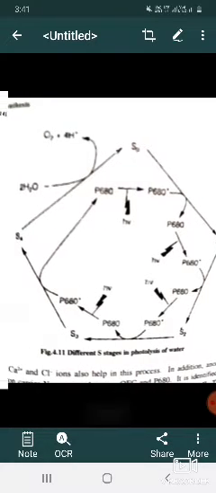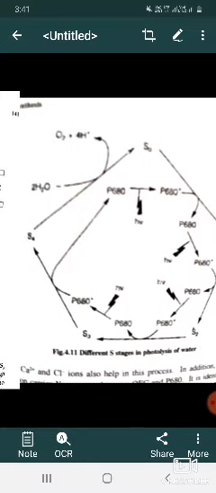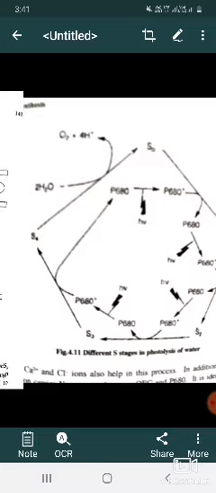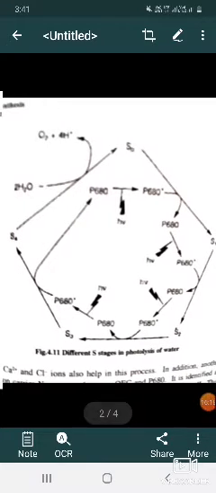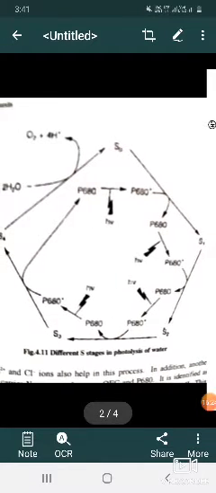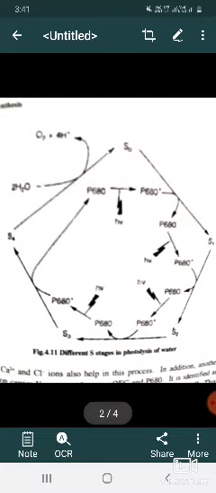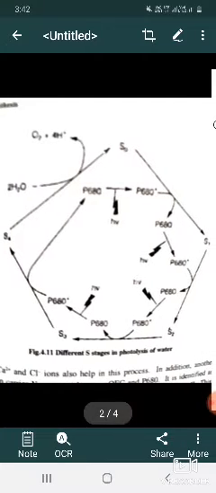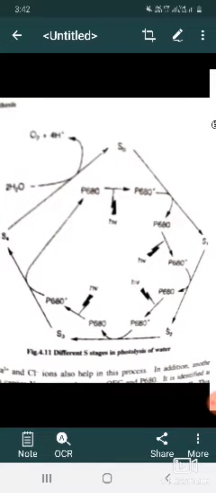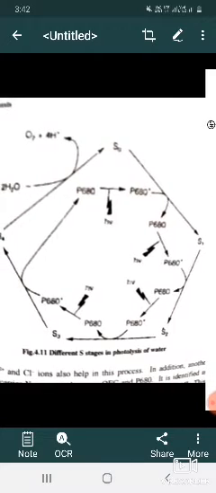so this is the photolysis of water. Photolysis of water is the release of electrons from the water through the oxygen evolving complex. In this, the 5 stages are indicated: S0, S1, S2, S3, S4.